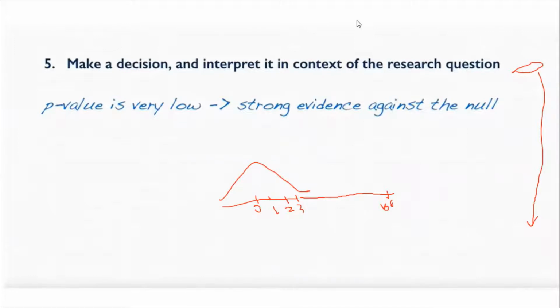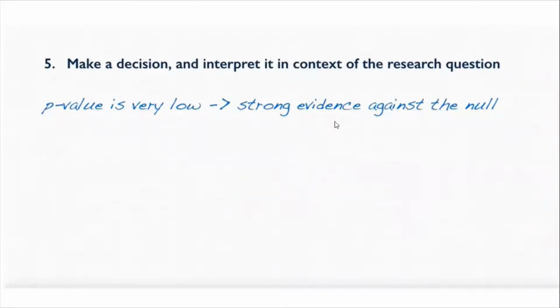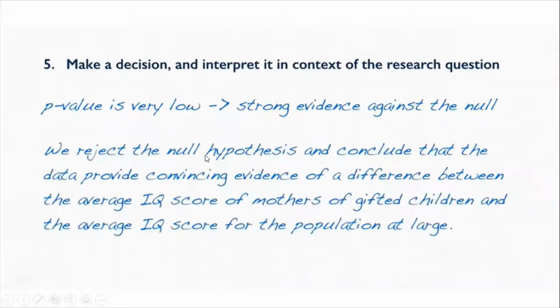So how do we interpret this? The p-value is very low, so we have strong evidence against the null hypothesis. So we reject the null hypothesis. So what is the alternative hypothesis? The population mean is not equal to 100. So we reject the null hypothesis and conclude that the data provide convincing evidence that there is a difference between the average IQ score of mothers of gifted children and the IQ score of the population at large.